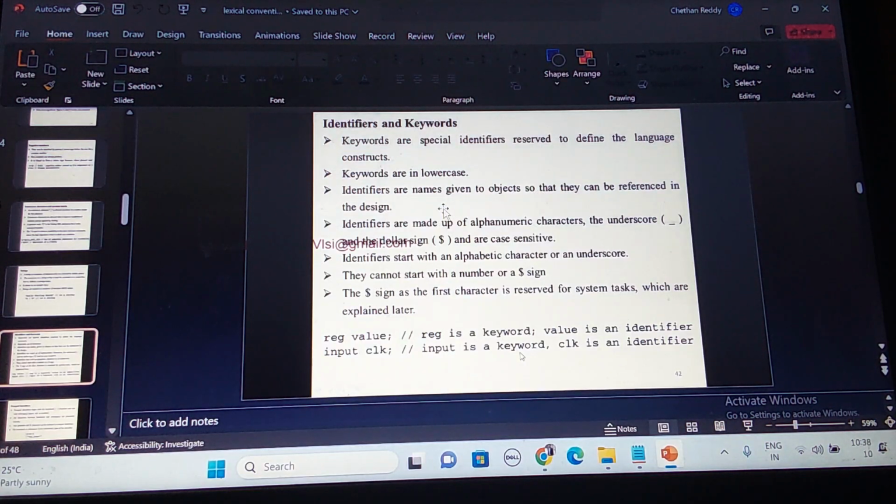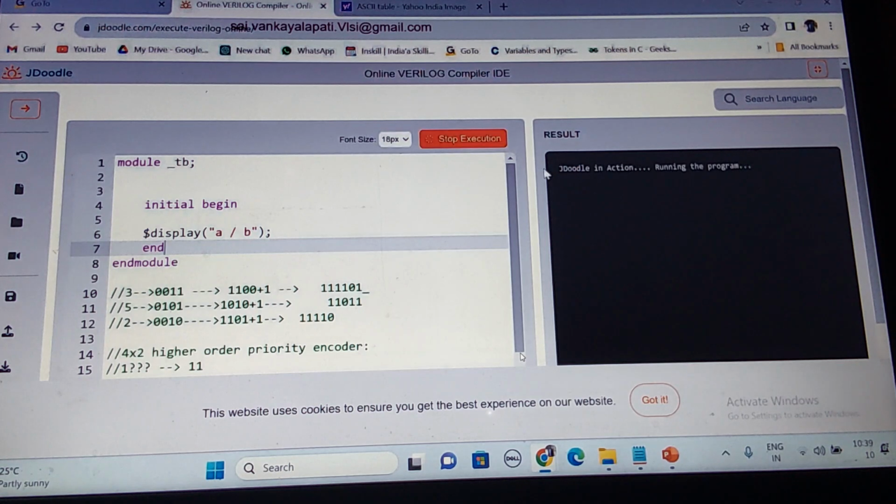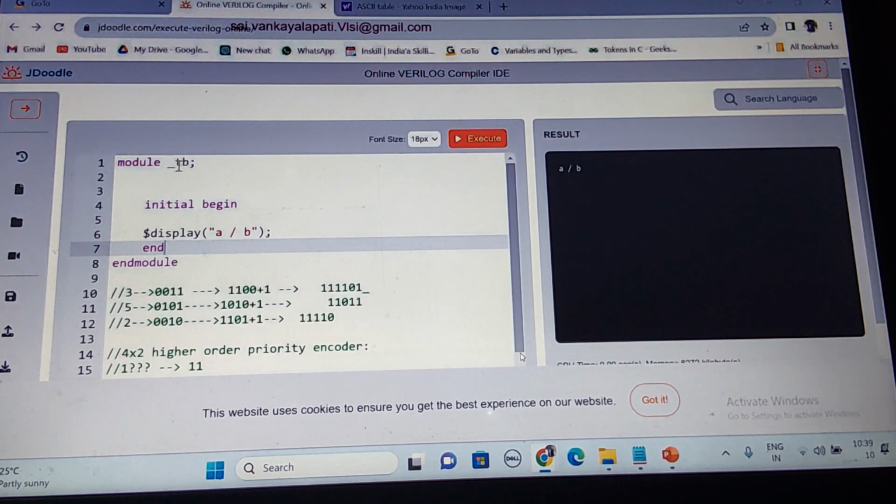So what are the rules to write an identifier? Identifiers are made up of alphanumeric characters, underscores, and the dollar symbol. And they are what? Case sensitive. If I'm writing an identifier, it should not start with a number. Let me write an underscore. Is this a good identifier? An identifier should not start with a number, and underscore will be allowed.